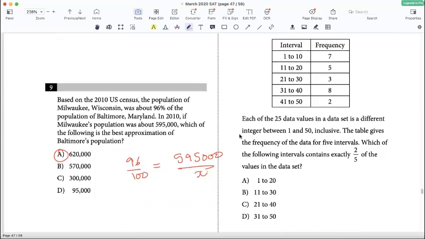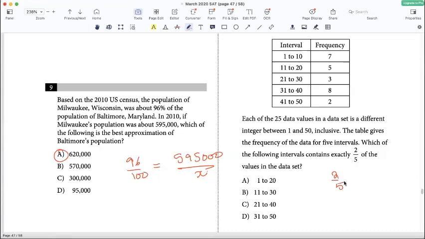Each of the 25 data values in a data set is a different integer between 1 and 50. The table gives the frequency of the data for the 5 intervals. Which of the following intervals contains exactly 2/5 of the values?